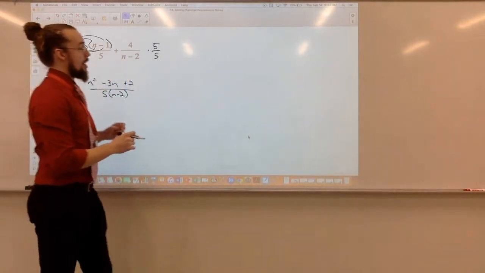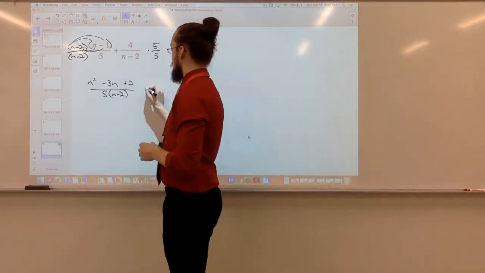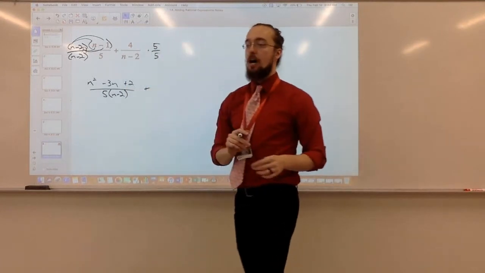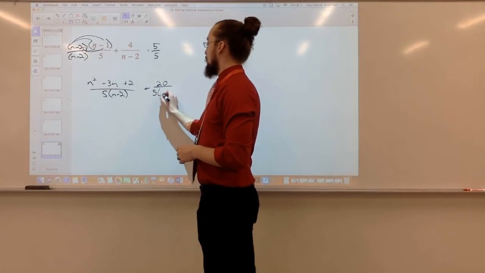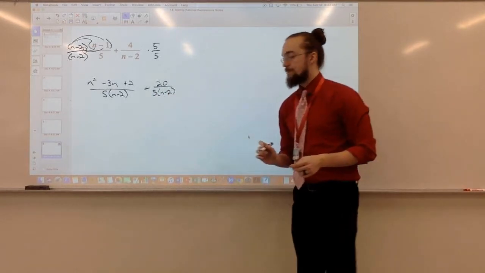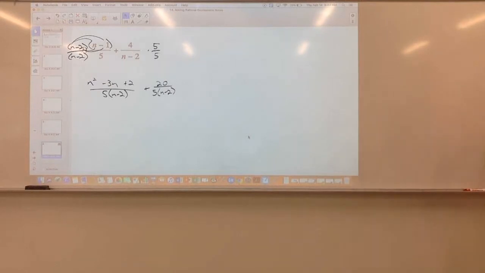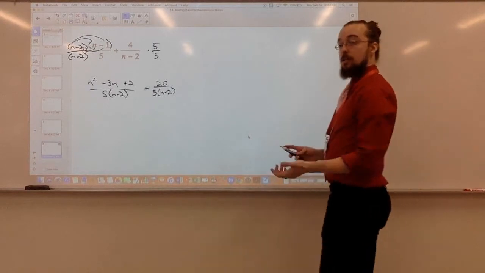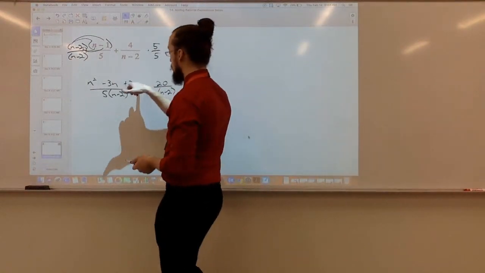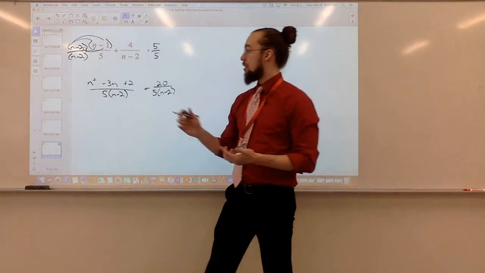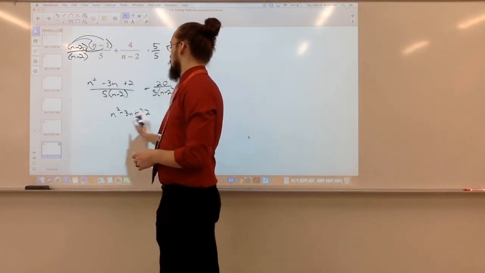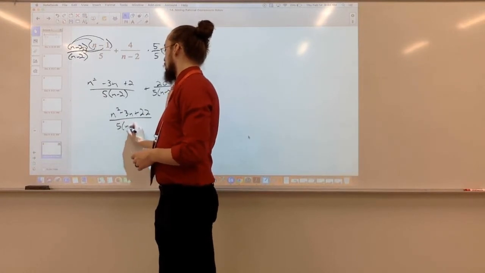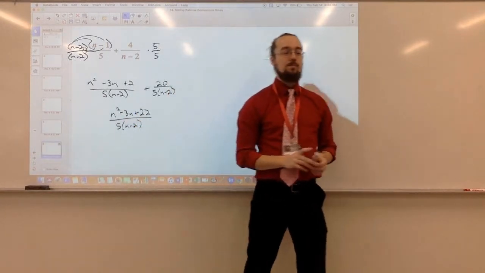Now in my second fraction, the numerator is a little bit easier. I just have 4 times 5 over here. So this would be 20 over 5 times n minus 2. Now I have common denominators. So now I can combine like terms, and the only like terms are the 2 and the 20. So I would end up with n squared minus 3n plus 22 over 5 times n minus 2.